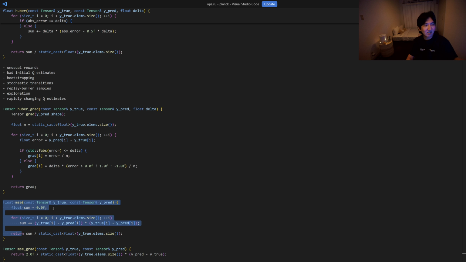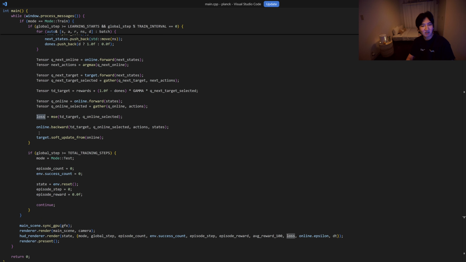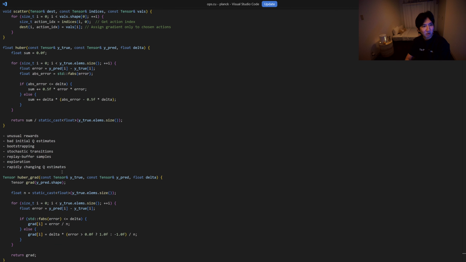But this difference doesn't really matter, because it would just contribute to this value, and I just use this value for logging. What really matters is how big the error gets within the gradients, because those get backpropagated during the backpropagation.